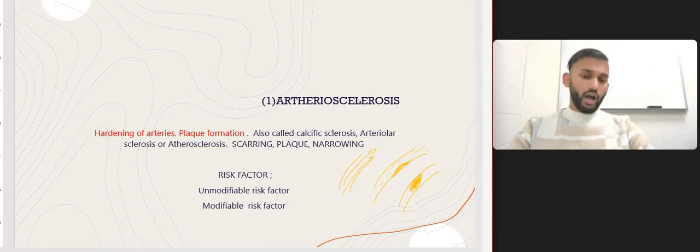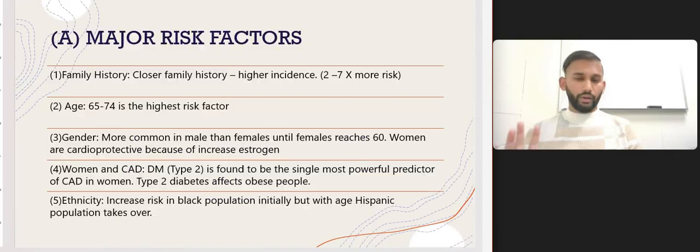The most common cause of this plaque buildup is called atherosclerosis, which in simple terms means the hardening of the artery. So the artery that supplies blood to the heart gets hardened, and as a result, we have plaque buildup. And the reduced amount of blood flow through those arteries can cause consequences on the heart. There are several risk factors, some which are modifiable and some which are not modifiable. So let's talk briefly about what they are.